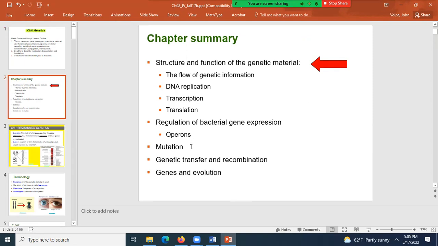We'll then move into the topic of mutations. And I think that's mostly in your worksheet. And then talk about genetic transfer and recombination. And then at the very end, we'll talk about genes and evolution. So any questions about what we're going to be doing? No. Okay.